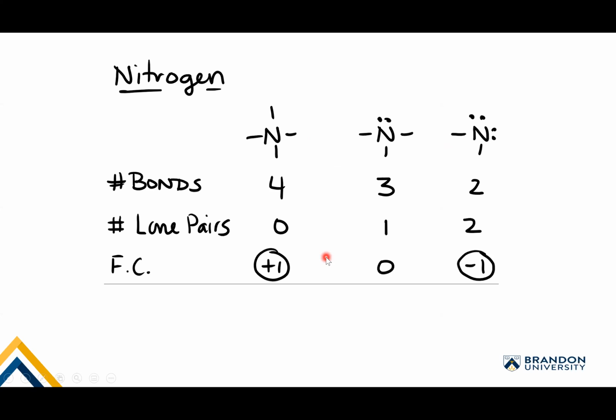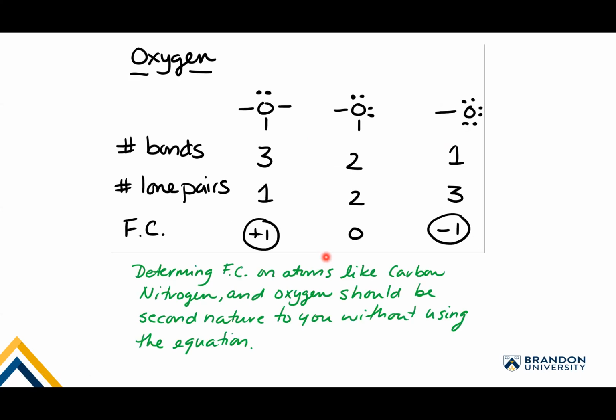Let's go on to oxygen for a second. And we're going to see that it's very similar to what we saw with nitrogen. So normally 2 lone pairs and 2 bonds, it's going to have a formal charge of 0. And just think of water here, H2O. If you've got an H and an H, water's neutral, formal charge is neutral.